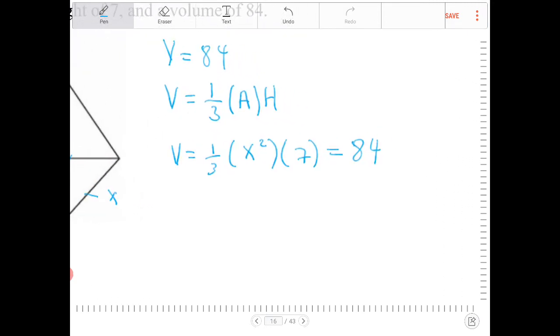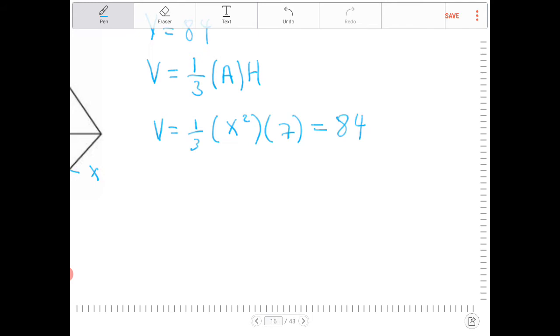So I'm left with this equation here. 1/3 x squared times 7 is equal to 84. I need to isolate x now, right? So if I divide both sides by 7, I end up with 1/3 x squared on the left, and on the right, I end up with 12, right? 84 divided by 7 is 12.